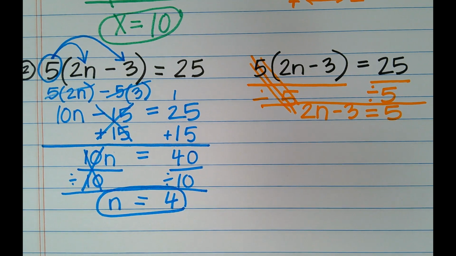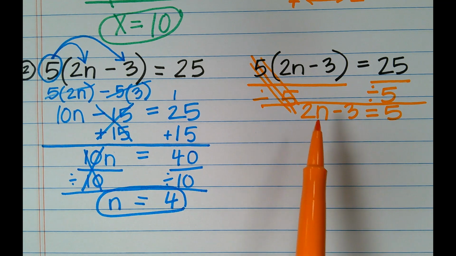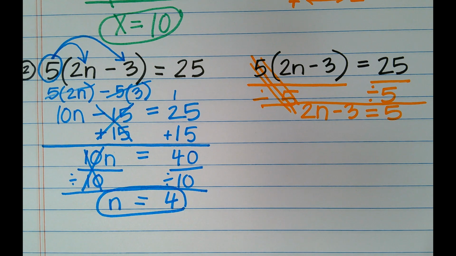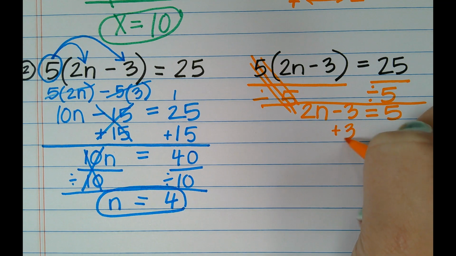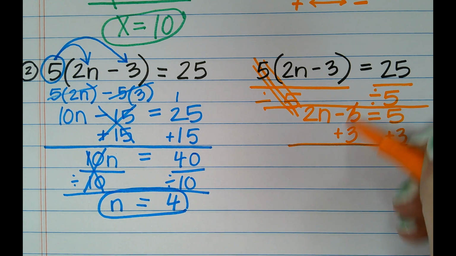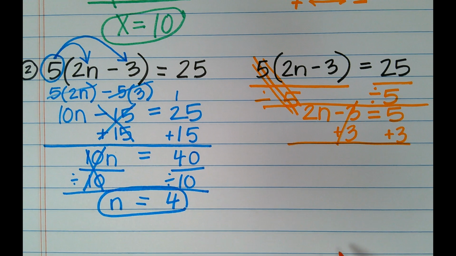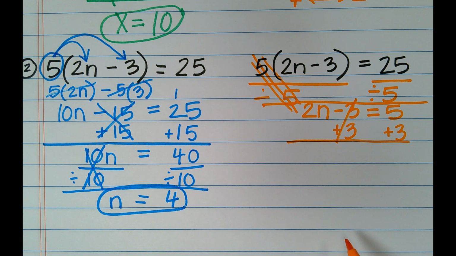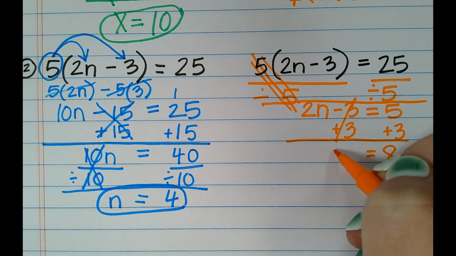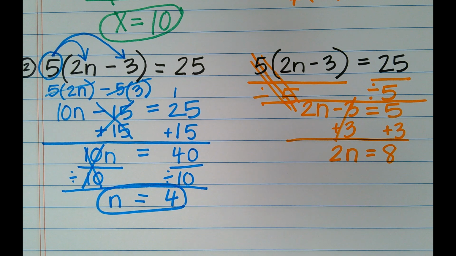Okay, so now I have 2n. So what do I do at this step? You add 3. Add 3 to both sides. And then we put the 3 under the 5 and add it. Then we cancel out the two 3s. Then we get 5 plus 3, that's an 8. So we bring down the 8, and we bring down the 2n equals.